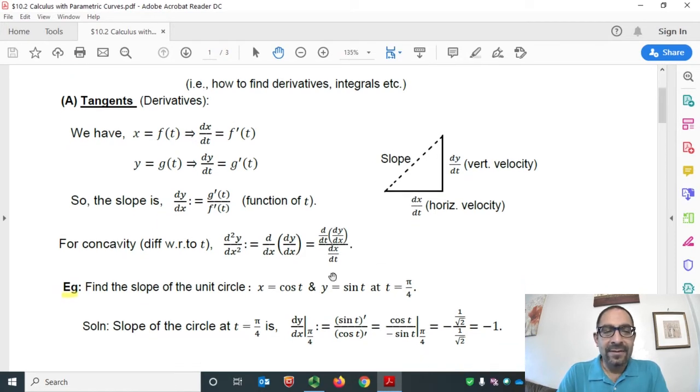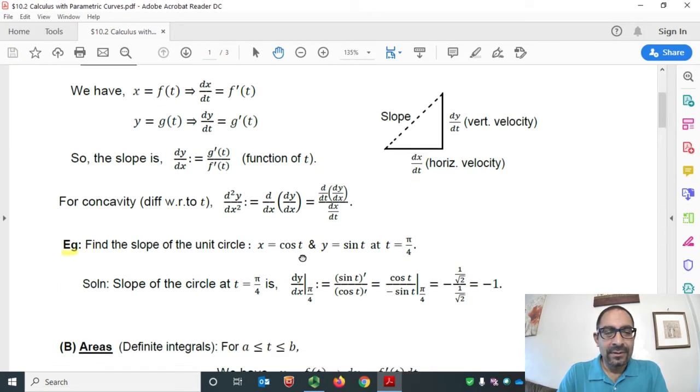And for concavity, let's take the second derivative, or let's take the derivative of this slope. So this is written as d2y over dx squared. This becomes d/dt of dy/dx, all over dx/dt.